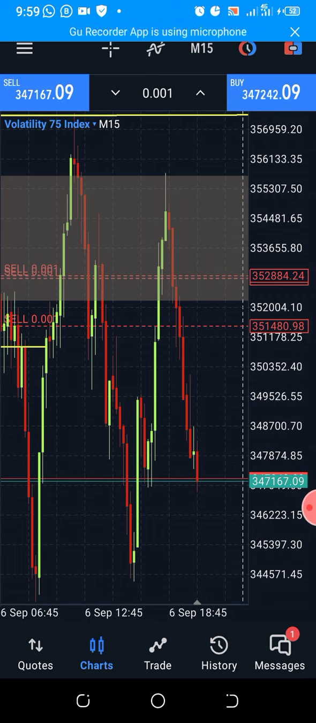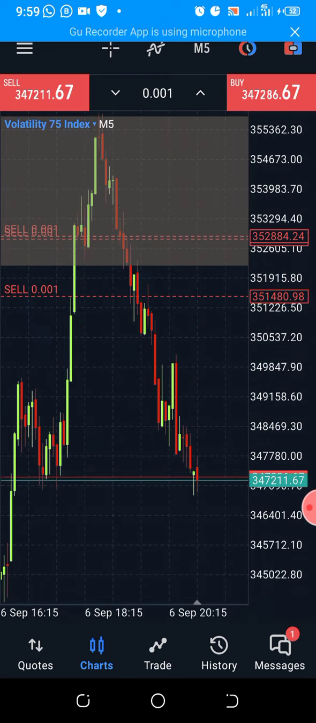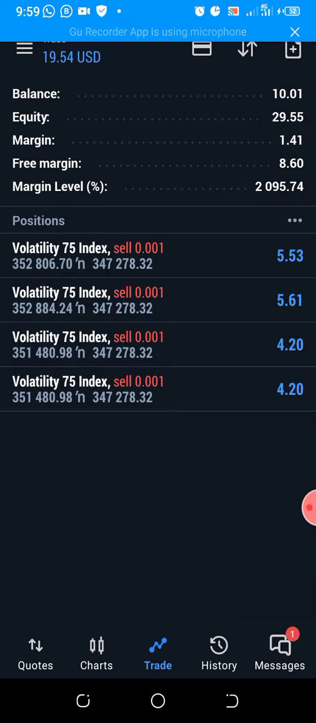So once the tool says to sell, I go ahead and I sell. Once it says to buy, I go ahead and I buy. And that is why I sold here. Then I take my profit in the opposite direction. So that is how, guys, I get to flip accounts. This is a $10 account, and there we have it.